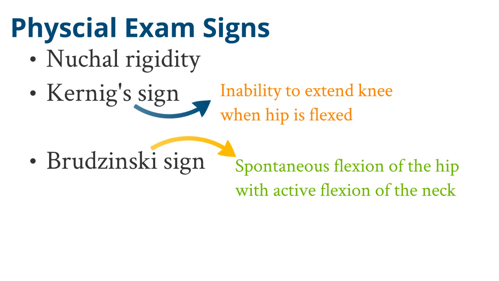So by extending that knee with the hip being flexed, you're extending that spinal cord and all the meninges and dura around it, and that causes the patient to have pain. Second, you have Brzezinski's sign.